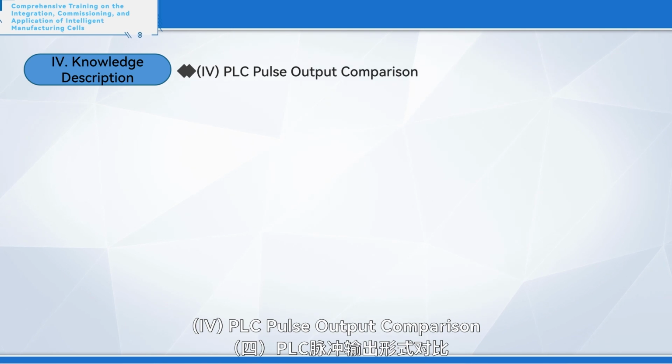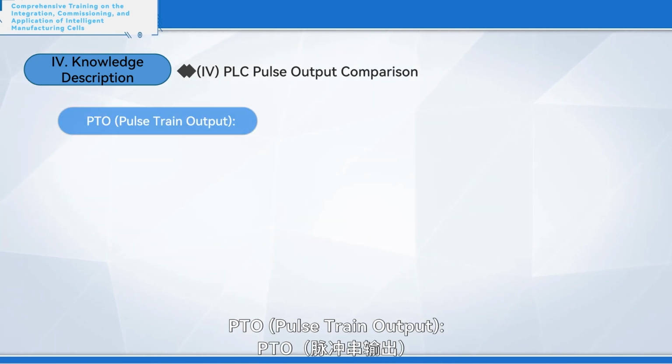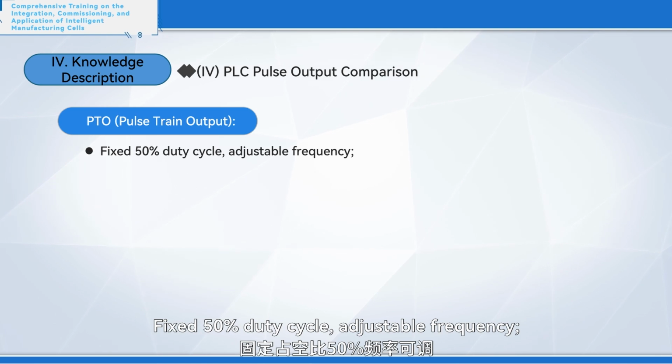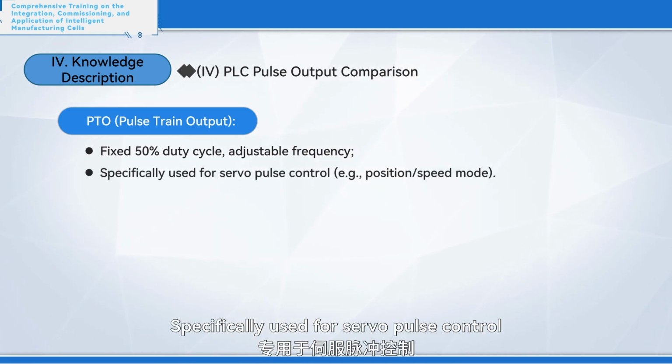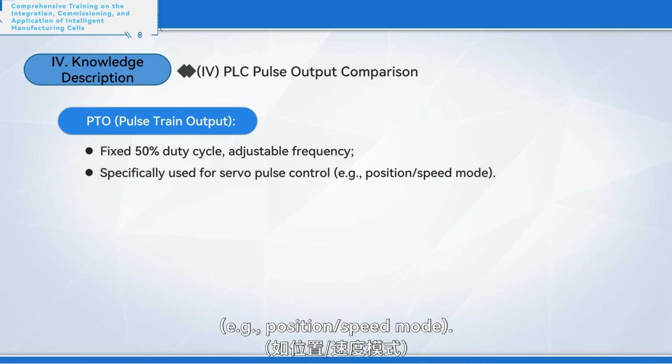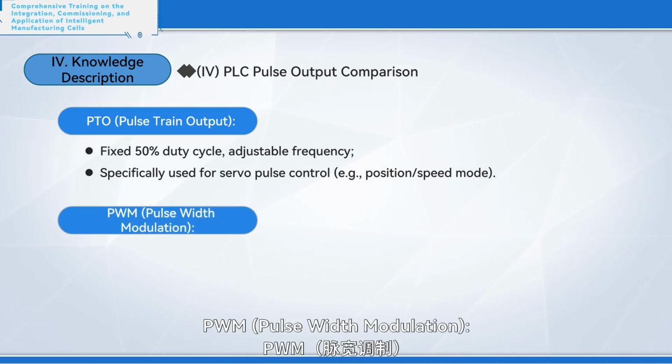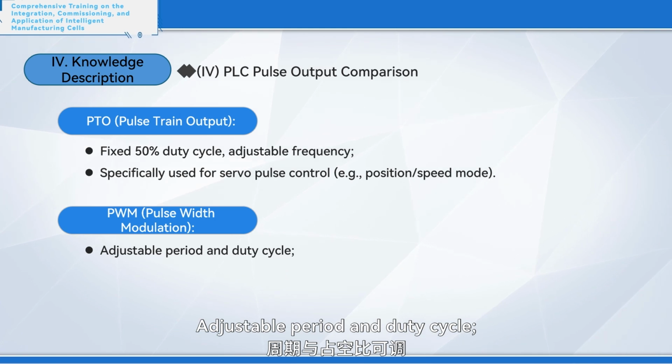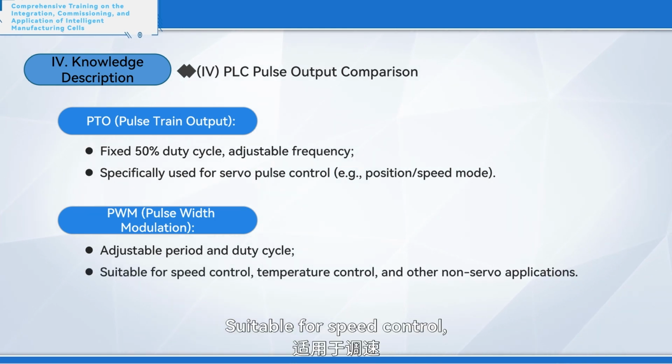4. PLC pulse output comparison. PTO, pulse train output. Fixed 50% duty cycle, adjustable frequency. Specifically used for servo pulse control, e.g. position and speed mode. PWM, pulse width modulation, adjustable period and duty cycle, suitable for speed control, temperature control, and other non-servo applications.